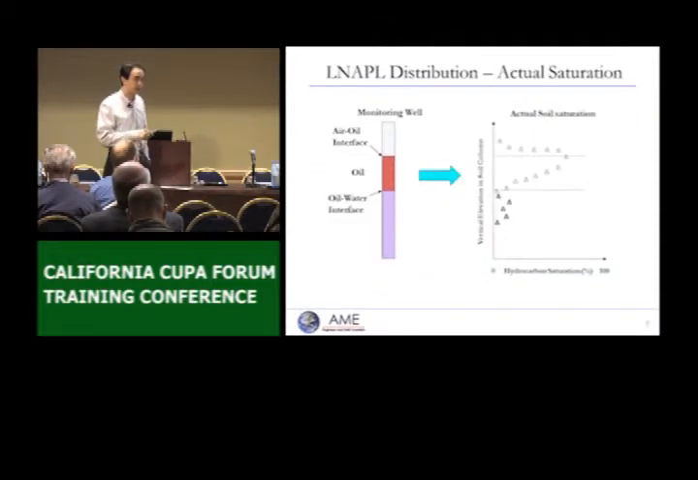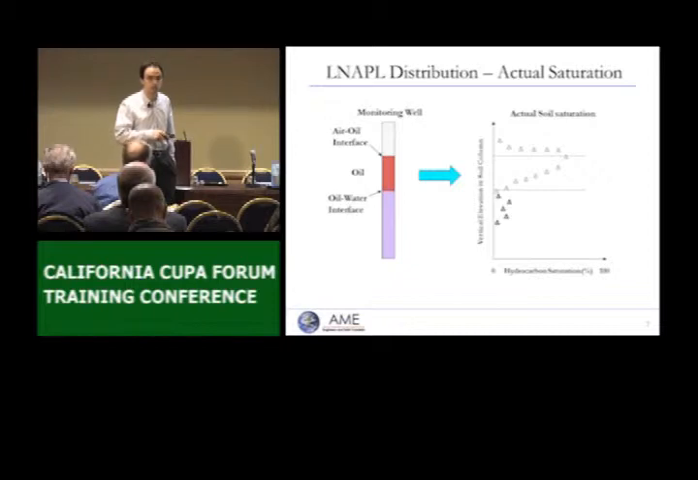Now, the actual situation: if you go out, take some soil samples, take them to the lab, and measure the saturation, you're going to see something like this. It's hardly even close to the pancake type model. Sometimes, many times, you also get some measurements below the water table. What caused this? Smear zone, water table fluctuation, so that some of the product gets trapped when the water table moves up and down.